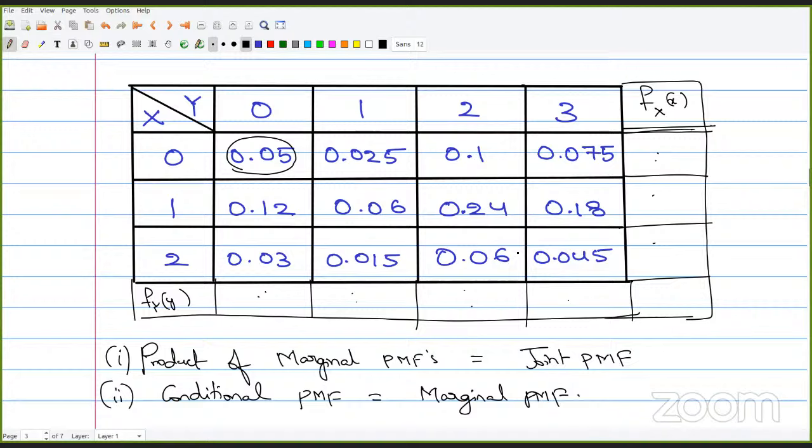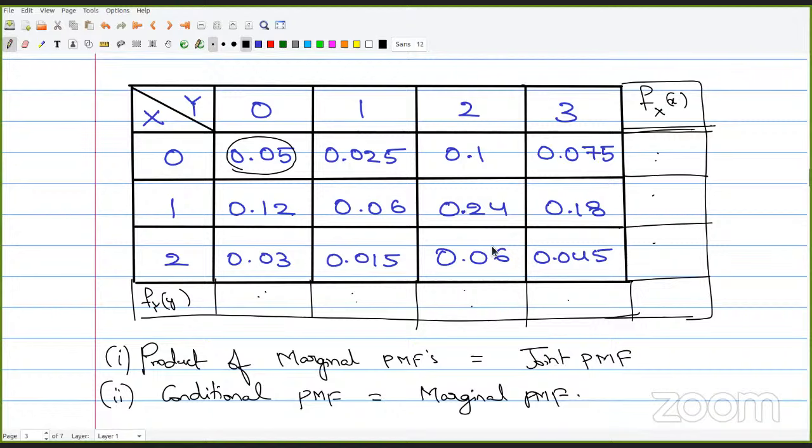Everyone complete? Sir, it is independent. So it means joint equals the product of marginals. Every single entry in this table is the product of the marginals, the joint PMF. Okay, only four or five members said that it is independent.